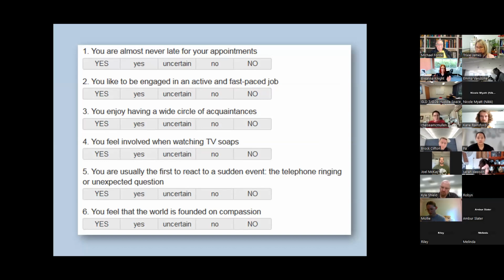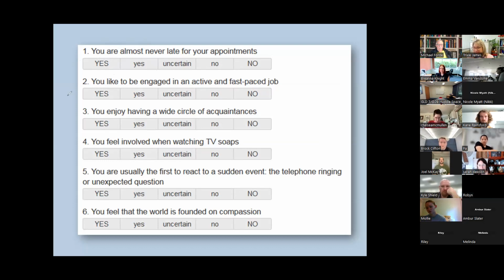It's set up a bit differently than the Solomon-Felder inventory. So you can see here, you've got yes, sort of yes, uncertain, sort of no, no. I love how they do the capitals, like YES, no. So one end's yelling at you, one end's sort of not.